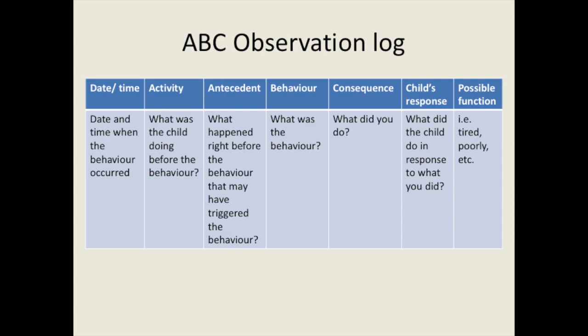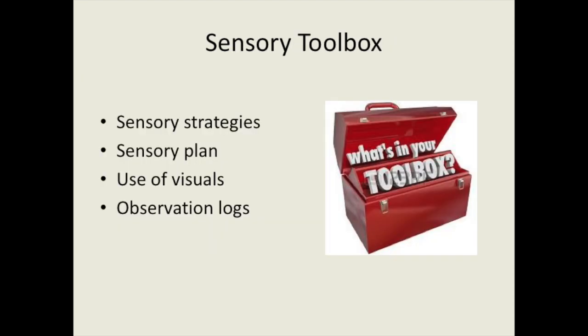Please find in your pack an ABC observation log and further guidelines on how to complete an ABC form. This is a useful tool to help unpick your child's behaviour to understand what the function is. It is easier to support your child to manage their behaviour if you know what the function is, as this allows you to find the most appropriate strategy.